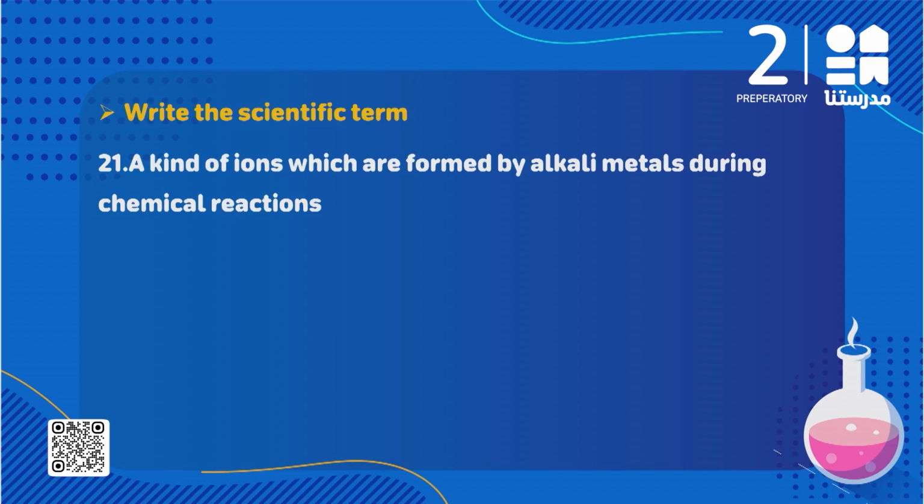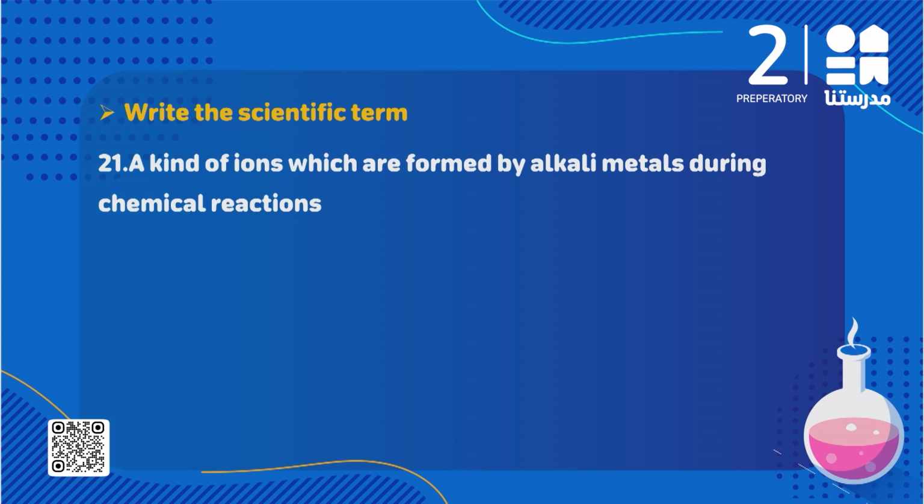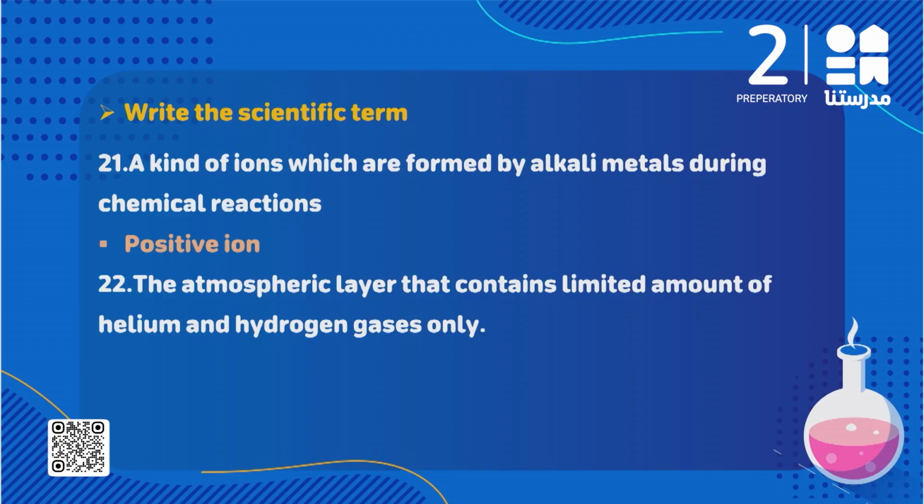21, a kind of ions which are formed by alkali metals during chemical reactions. طيب الالكالي metals during the chemical reactions they are metals. يعني ال outermost energy levels contains what? 1 electron. Okay, because they are alkali metals يعني group 1A. فالoutermost energy level في only 1 electron. during the chemical reaction this element try to lose the electron in the outermost energy level, and in this case they form what? They form positive ion. So when the element lose electrons, it form what? Positive ion. Okay, but when the atom gain electrons, it form what? Negative ion.